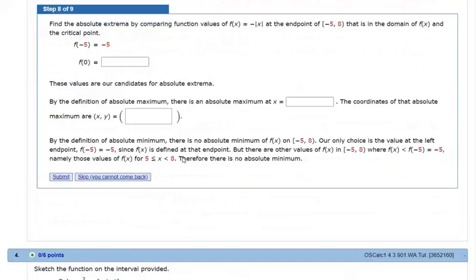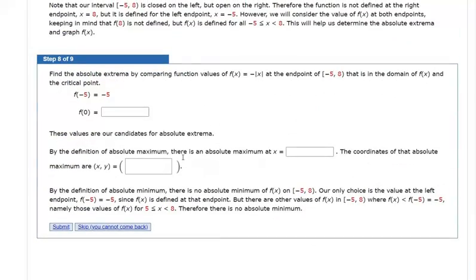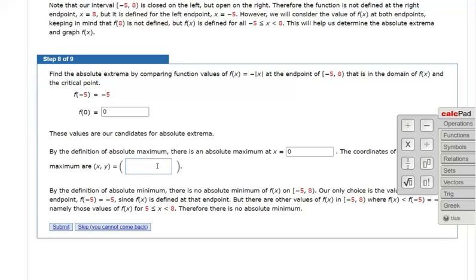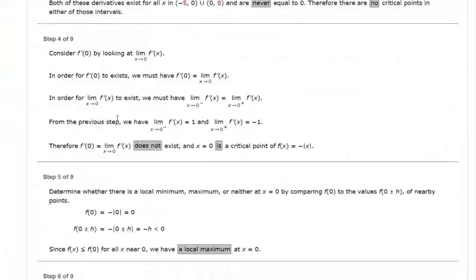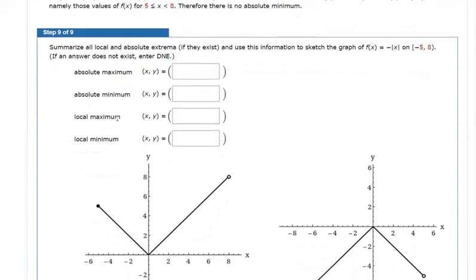And then absolute extreme. Oh boy, what are we doing now? F of 0. Now if you plug in 0, you get out 0. There's an absolute maximum at x equals 0. Coordinates of that maximum. I feel like this is deja vu. We already found that out. Hopefully you're on the last part.